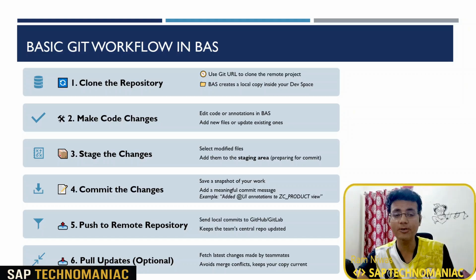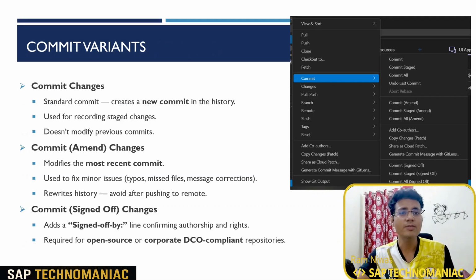What is the basic workflow of the Git flow? And in this video we'll discuss the different kinds of commits. What is commit? Commit staged, commit all, undo last commit. What is commit along with amend? What is commit along with sign off? How all these things work, with practical examples.